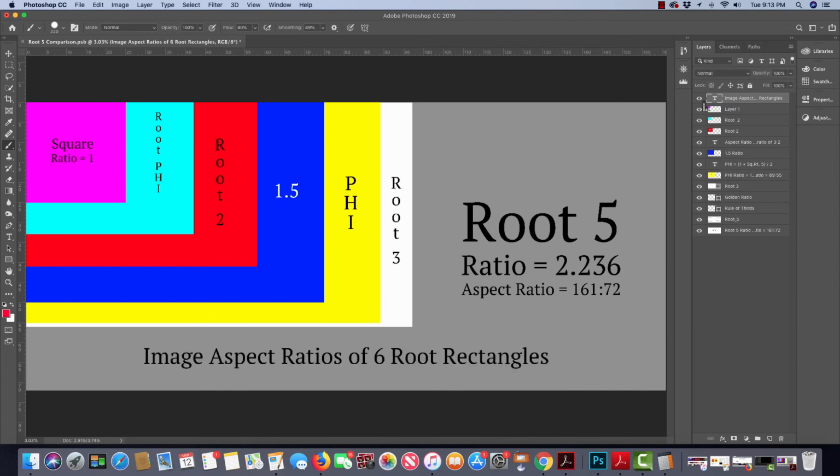So here you have it. This is the image aspect ratio of 6 root rectangles. Which one's not a root rectangle? Well, it's the 1.5. It's put in there as a reference.